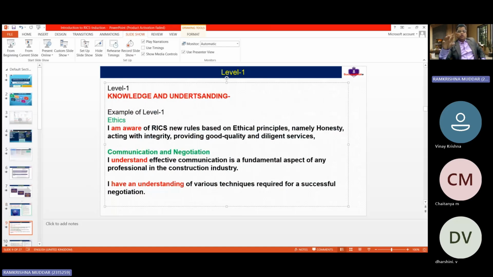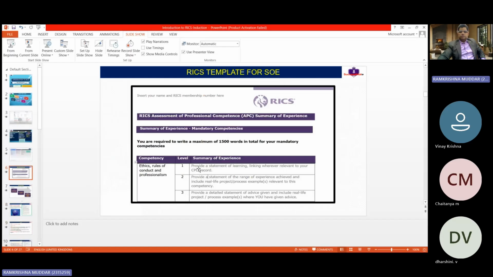So now when you are writing this in the summary of experience, understand. Basically, if you are writing, okay, I am aware of all this, it will go into this slide. See, this is level 1, right? So under ethics, rules of conduct and professional, you will write that, what you will write here.